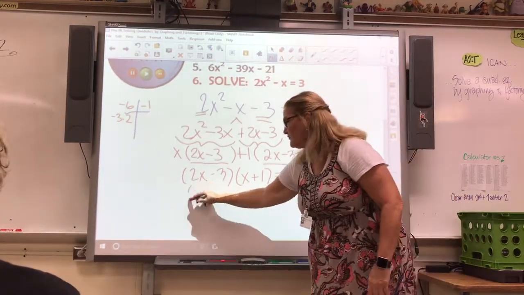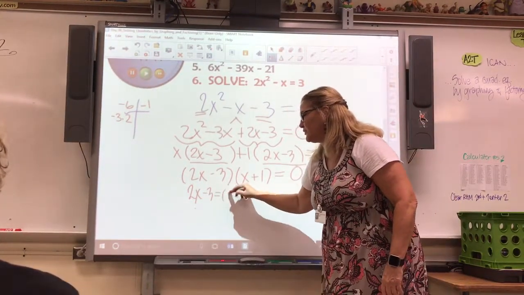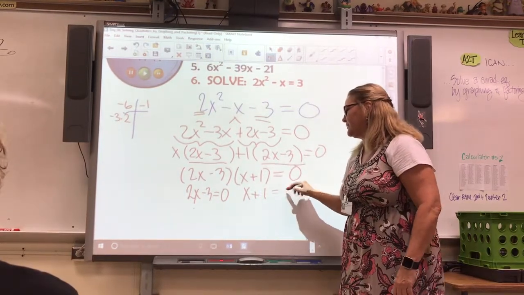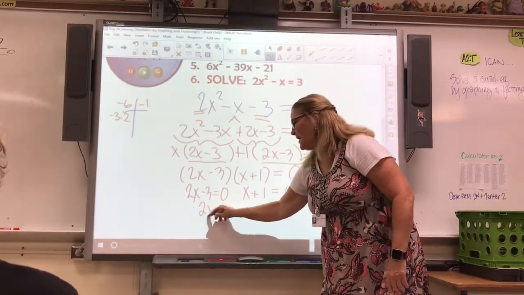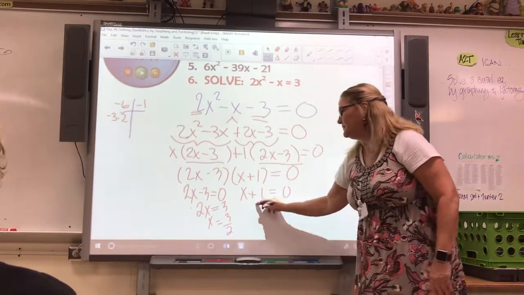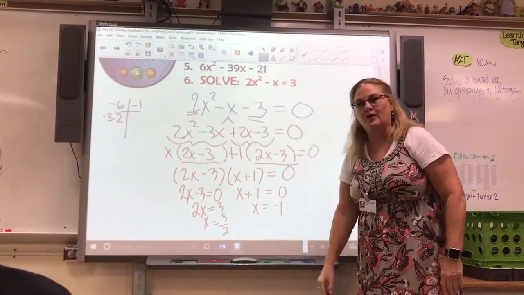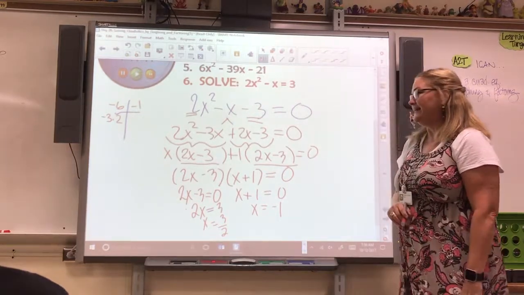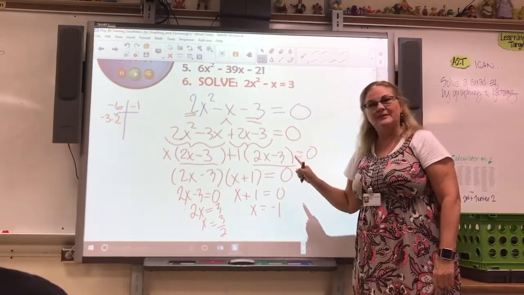And then if I want to solve, you set each factor equal to 0, which is the zero product property. You solve by adding 3 and dividing by 2. That's where the 3/2 comes from. You subtract 1. That's where the -1 comes from. That is solving by splitting the middle term.